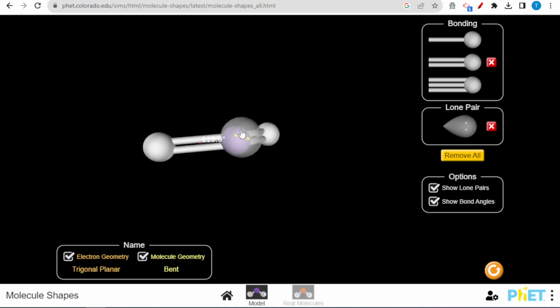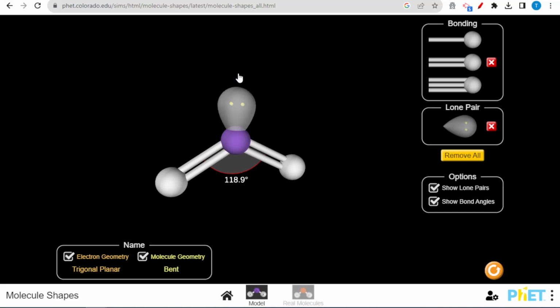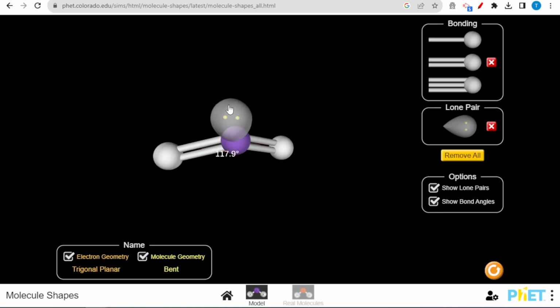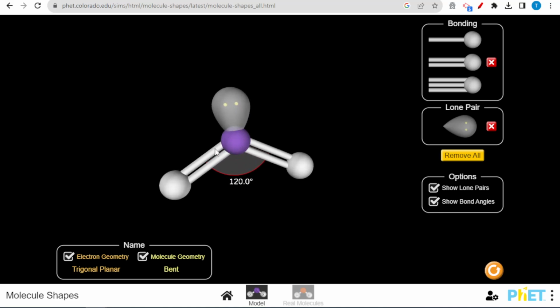Notice what happens when you put on that lone pair. So you can take away the lone pair, you can add the lone pair, but that lone pair is what causes this to be bent. These electrons repel the electrons in this bond and the electrons in this bond. And the angle is 120 degrees.